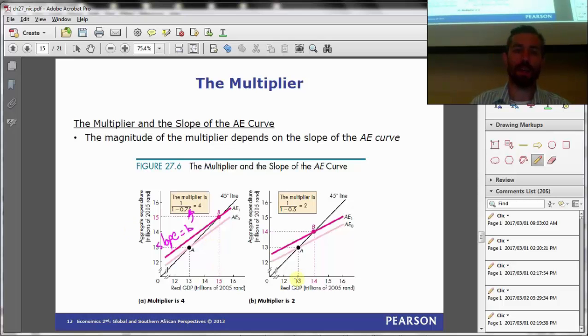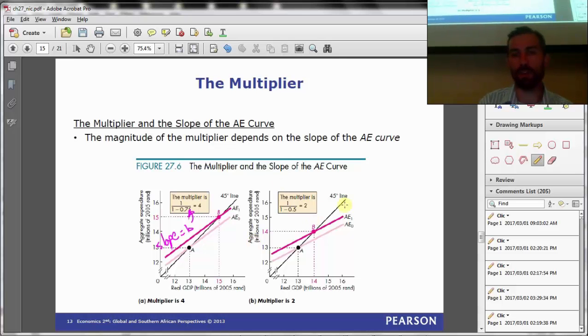What we see comparing these two different graphs: here we have a slope of 0.75, here we have a slope of 0.5. A slope of 0.5 leads to a multiplier of 2. A slope of 0.75 leads to a multiplier of 4. The steeper slope leads to a higher multiplier.